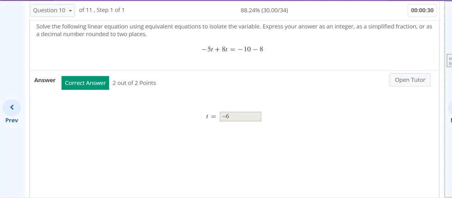Here we're asked to combine like terms. This is 3t. This is a negative 18. Divide both sides by 3. T equals a negative 6.